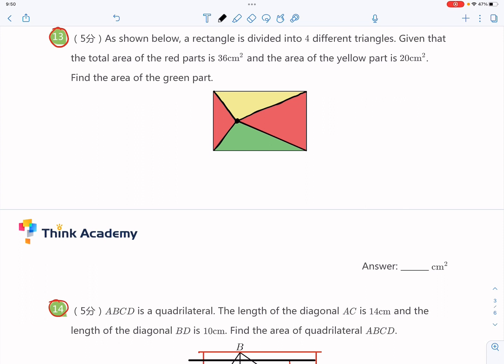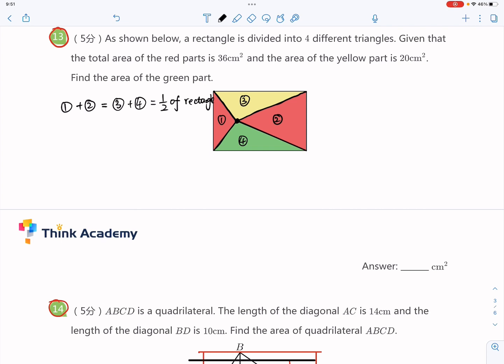What's the conclusion? So you see this part 1 and part 2, they are opposite to each other. They are not adjacent, right? So what we have is that part 1 plus part 2, the area, equals the area of part 3 plus part 4. And they both equal half of this rectangle, the half of this whole diagram.